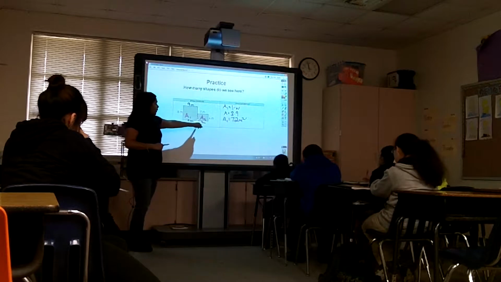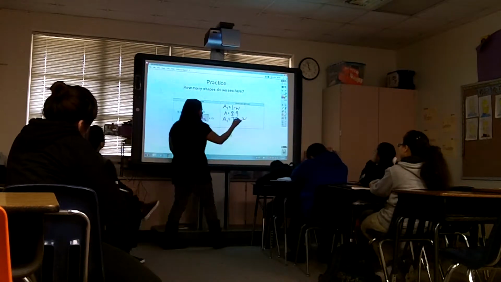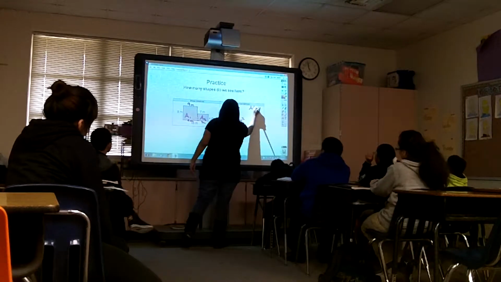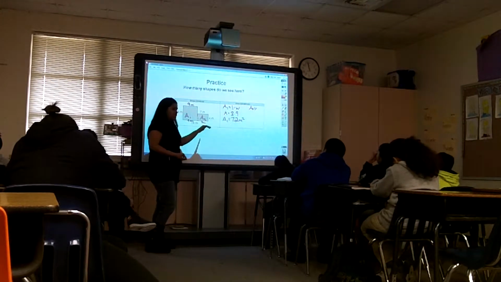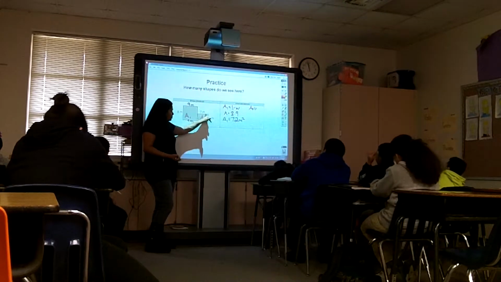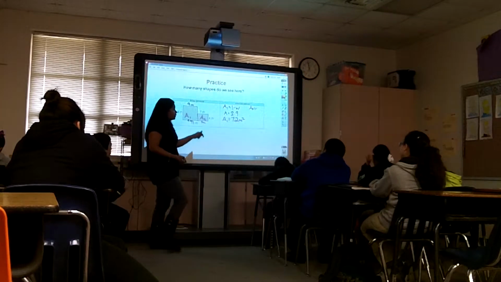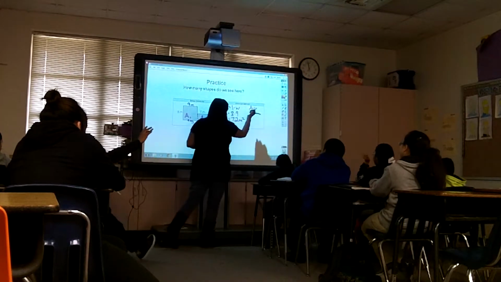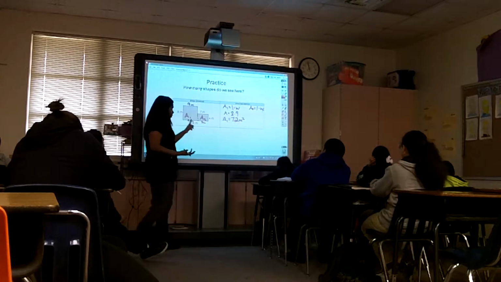Okay, now I need to go in and find the area of my second shape. What kind of shape is that? It's a rectangle, because if it was a square, all sides would be equal. In this case, they're not, because they tell us this side measures 7 and this side measures 4. So now I'm going to solve for the area using the formula length times width, because I know it's a rectangle.